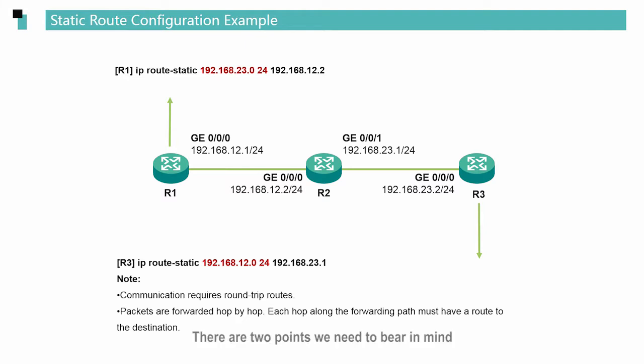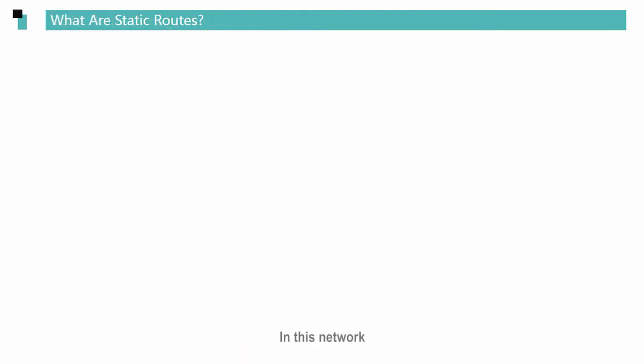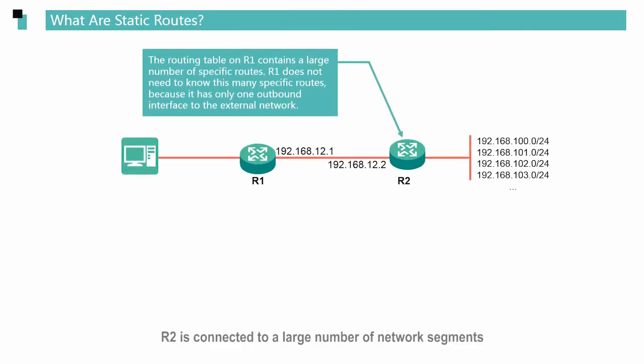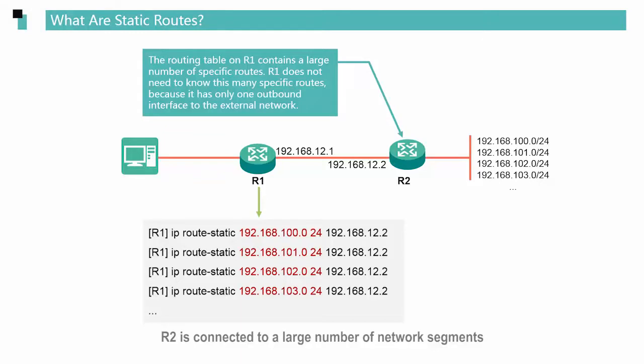There are 2 points we need to bear in mind. First, communication requires round-trip routes, as we have just seen. Second, packets are forwarded hop by hop. Each hop along the forwarding path must have a route to the destination. In this network, R2 is connected to a large number of network segments. If R1 stores one static route to each network segment in the routing table, the routing table will consume excessive system resources. In addition, R1 needs to maintain its routing table dynamically, which further consumes resources.